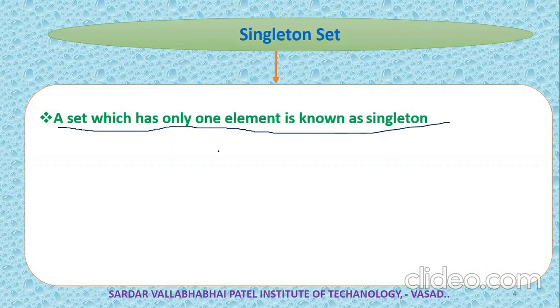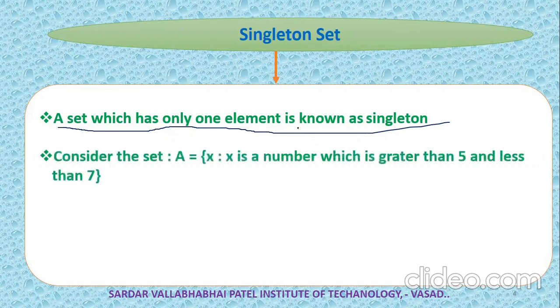So what is the definition of a singleton set? A set which has only one element is known as a singleton set. How do we define it? What is an example?